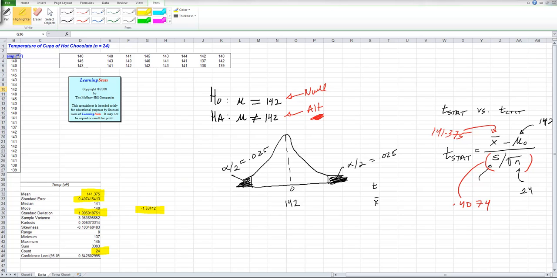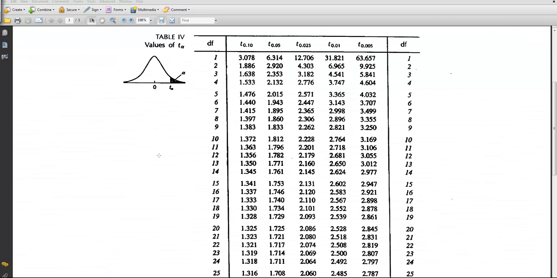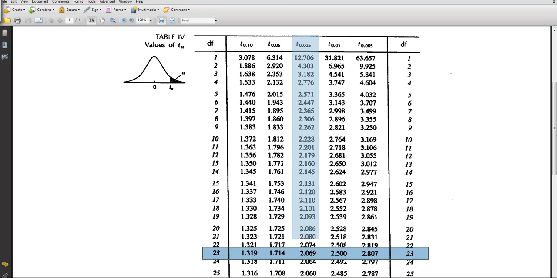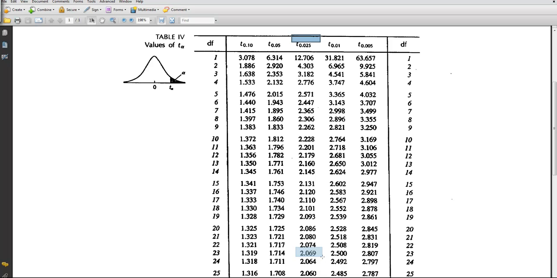Let me pause this and I'll bring it up. Alright, so here's the t-table. If you note, the degrees of freedom are going to be n minus 1, so 23 degrees of freedom. So that's the appropriate row. And the appropriate column is going to be alpha divided by 2. And here is that appropriate column, so 2.069 is the critical t, and I'm going to have positive and negative values of that.